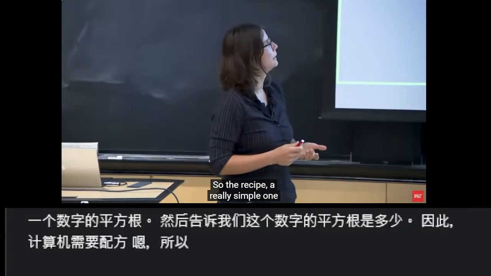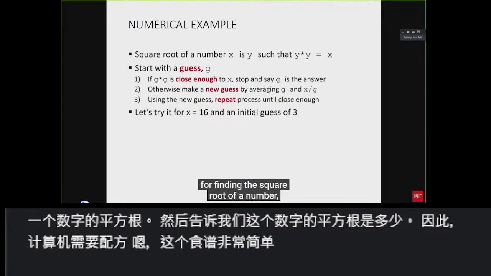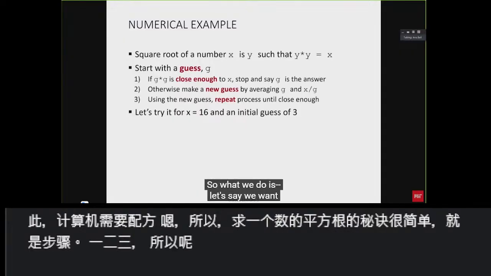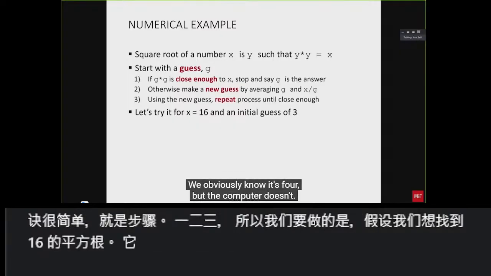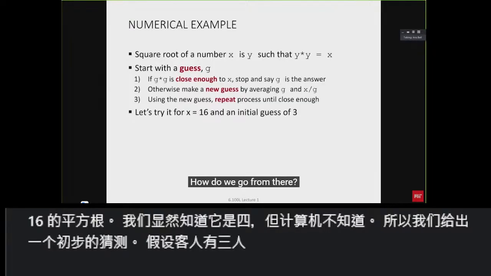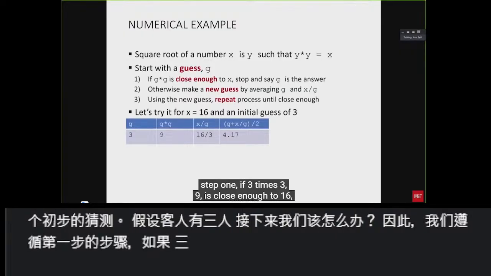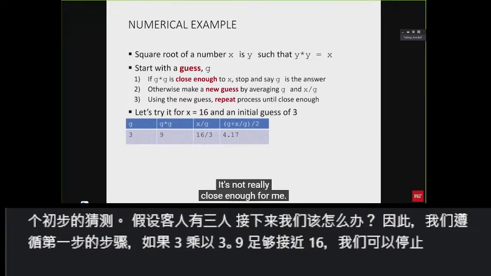So the recipe, a really simple one for finding the square root of a number, is steps 1, 2, 3. Let's say we want to find the square root of 16. We obviously know it's 4, but the computer doesn't, and so we give it an initial guess. Let's say the guess is 3. How do we go from there? Step 1: if 3 times 3, 9, is close enough to 16, we can stop. It's not really close enough for me, so let's keep going.